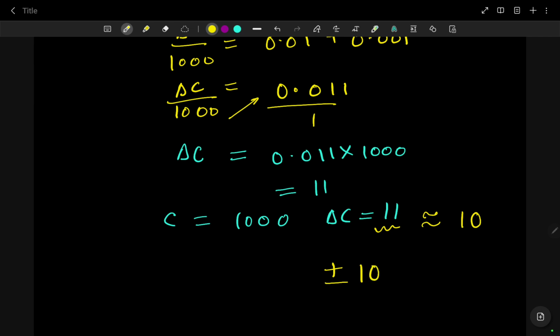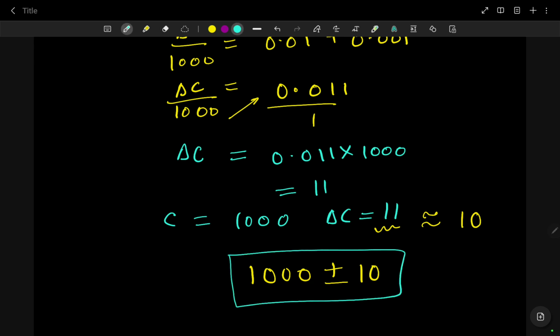The second thing I will check is the precision. Precision means I'll check the decimal point. Are there any decimal points with 10? No, it's not 10.0, it's just 10. So my main value should also come with no decimal points, no decimal places. Okay, so the final answer has to be this. I hope you understood.